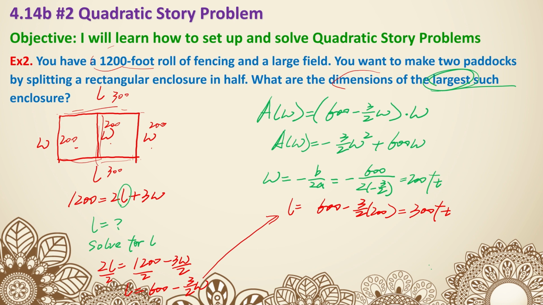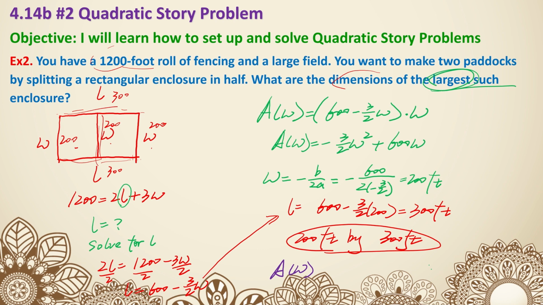Otherwise, now you can already answer the question. It's going to be a 200 by 300. These are the dimensions. If the question does ask you for the area, you can either directly do 200 times 300, or you can choose to plug back in the 200: negative 3/2 times 200 squared plus 600 times 200. No matter which way, it's going to give you 60,000 feet squared.